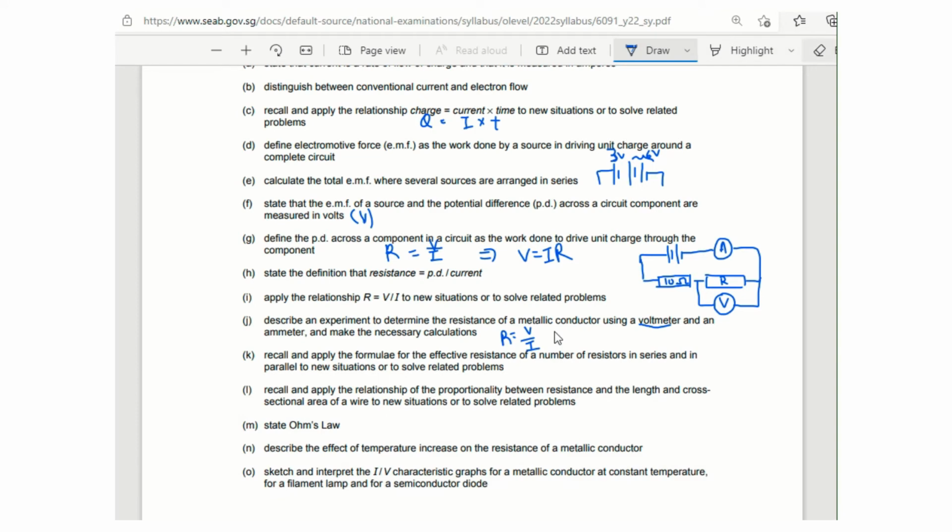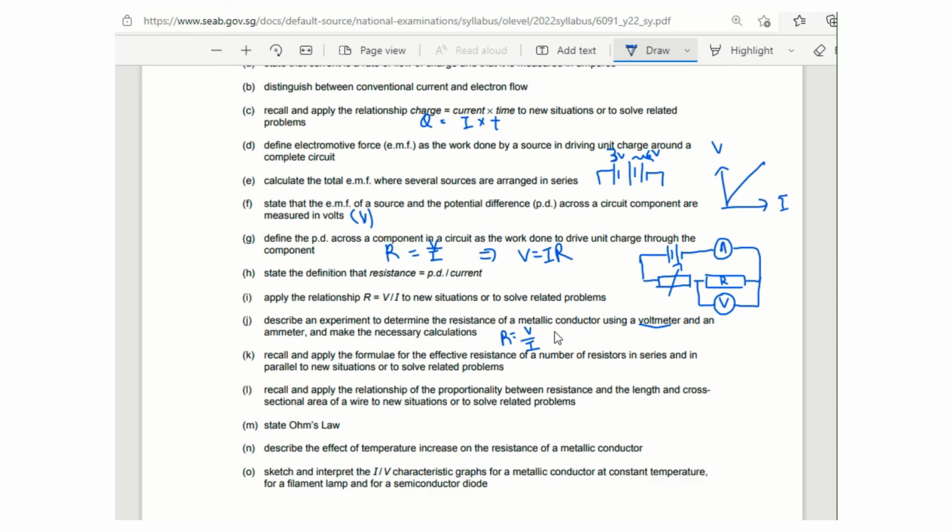So typically to do an experiment, we will conduct more than one experiment, right? So we won't use a fixed resistor, rather we will use a variable resistor. So we will vary the resistance here and take the V and the I readings. Then we'll plot a graph of V against I, and the gradient would give us the resistance.